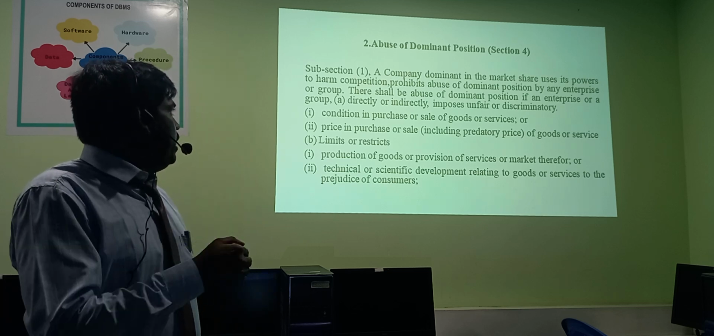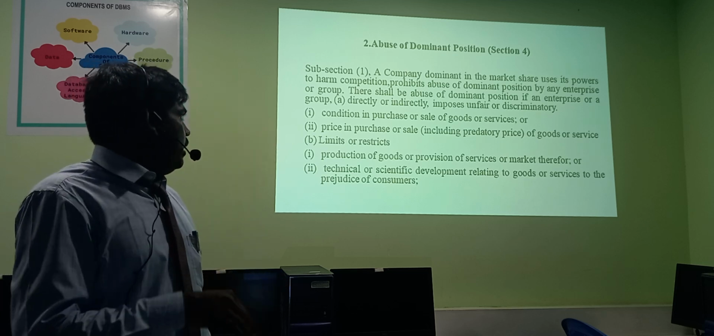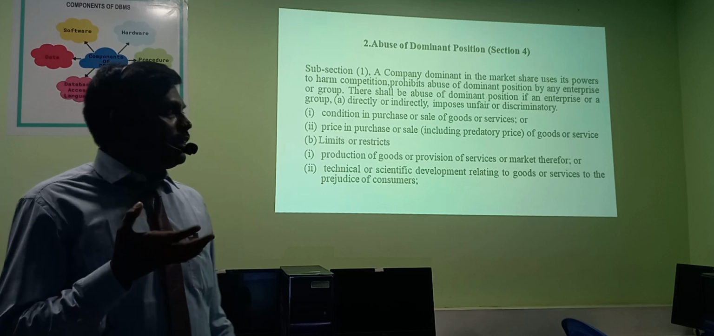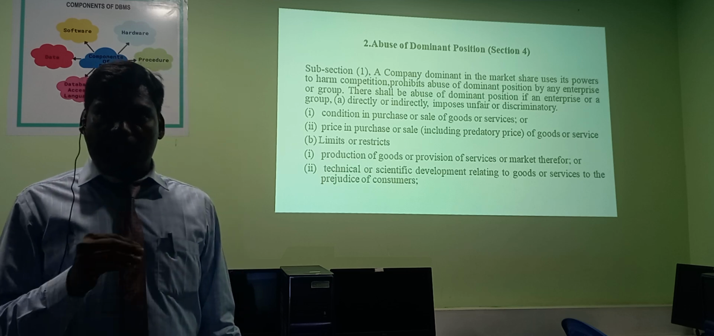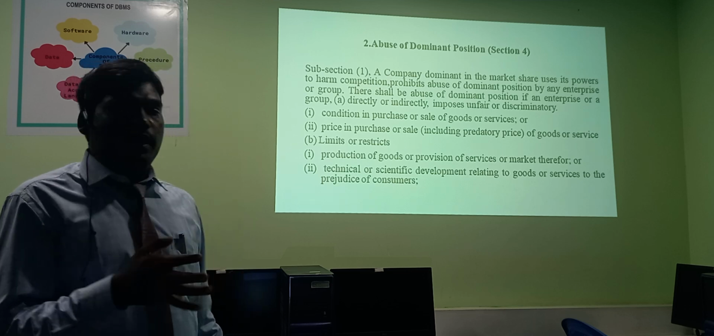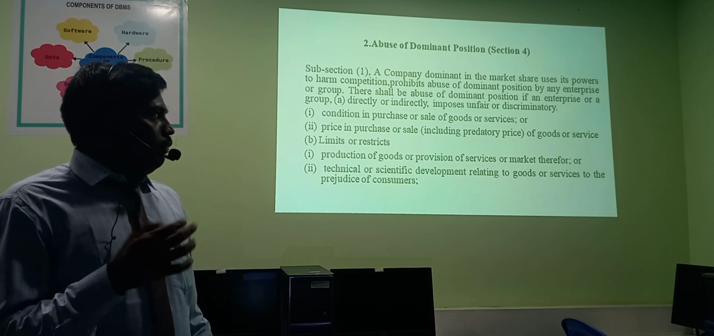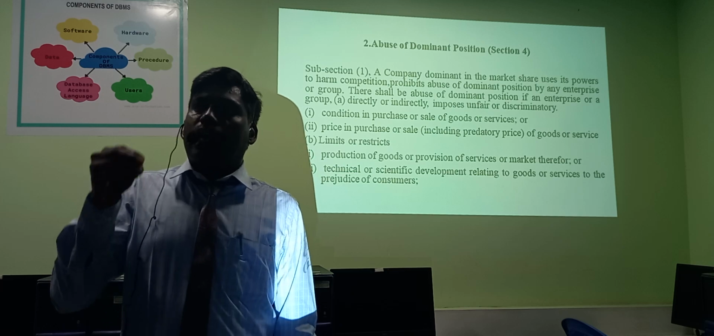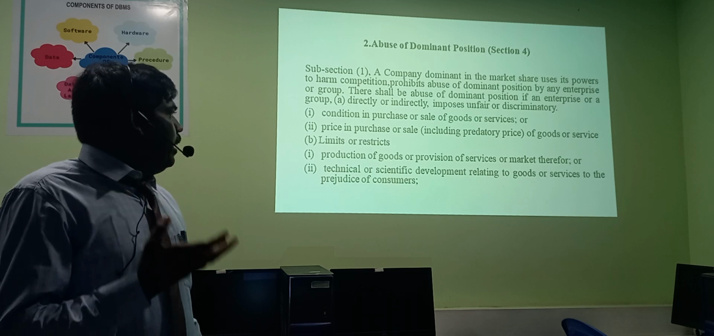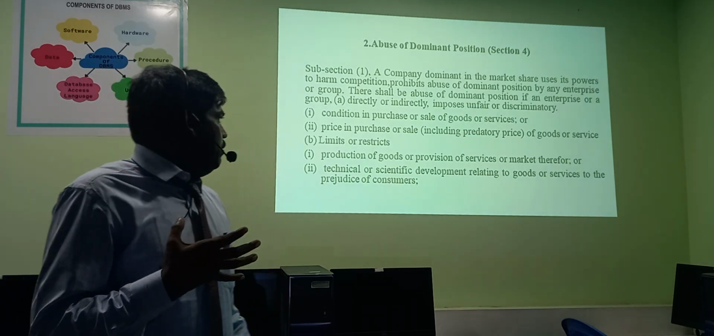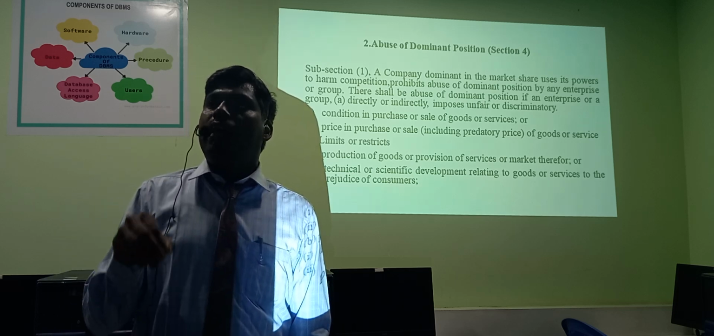One factor is imposing unfair conditions in the purchase or sale of goods and services. The second is unfair prices in the purchase or sale of goods and services. Another is limiting or restricting production or markets. Abuse of dominant position in the large-scale sector, and limiting the technical or scientific development related to goods and services to the prejudice of the consumer, lets the large-scale company control and dominate the small-scale industries.